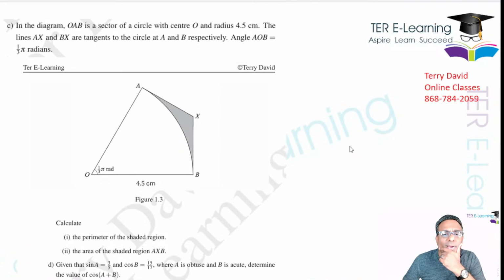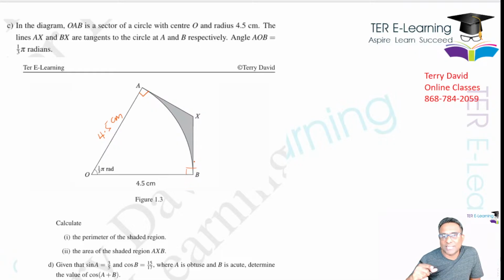So we have a diagram here. We have OAB is a sector of a circle with center O and radius 4.5 cm. AX and BX are tangents to the circle at points A and B respectively. So once you see the word tangents, remember this here is a radius and it's 4.5. If they tell us that AX is a tangent, it means that this angle here is 90 degrees, and it also means that this angle here is 90 degrees.